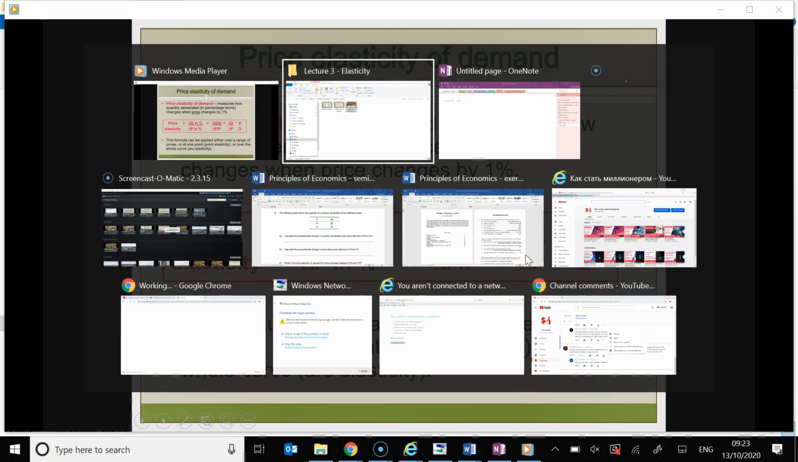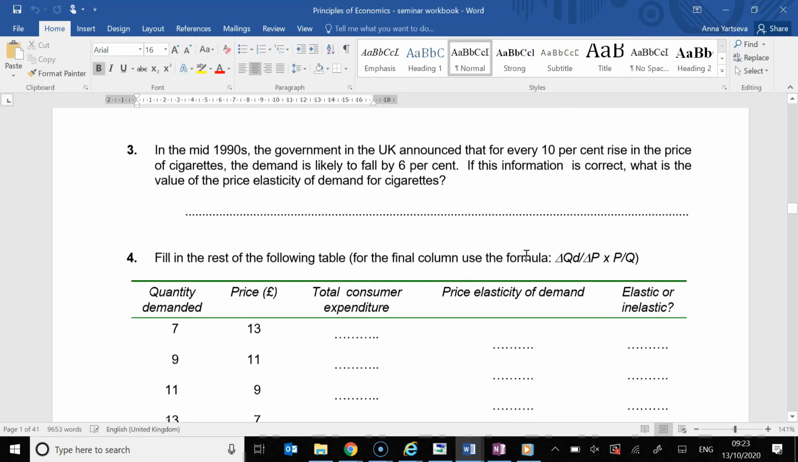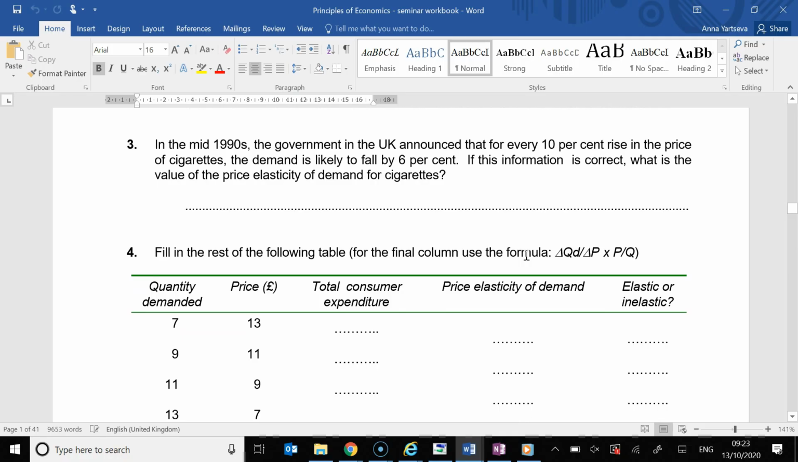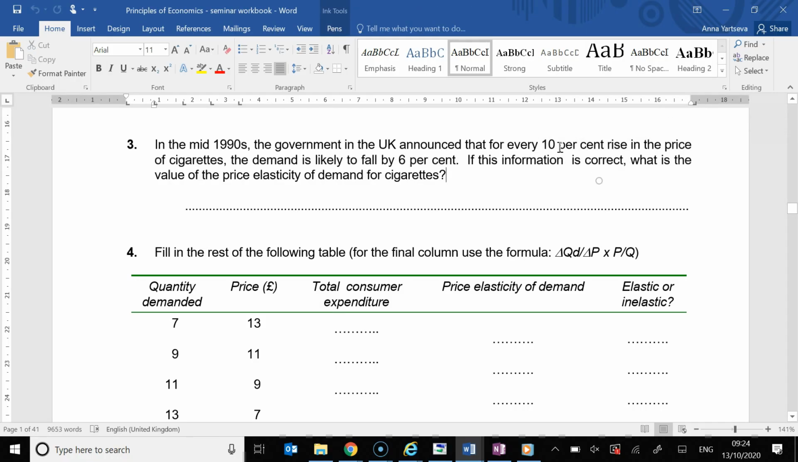So let's proceed to our next exercise, this one. Here we are just given percentage changes. Exercise 3. So the UK government announced that for every 10% rise in price of cigarettes, demand is likely to fall by 6%. So we'll need to figure out what is the elasticity of demand. This is very simple. So what information do we have? We have a 10% rise in the price, right? And demand is going down by 6%. That's all information that we need.